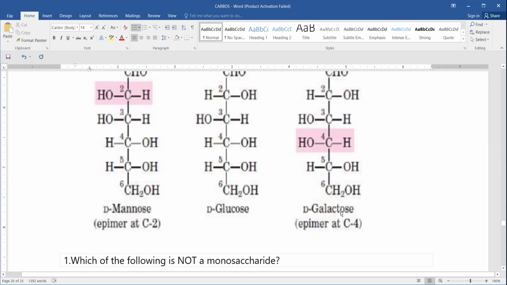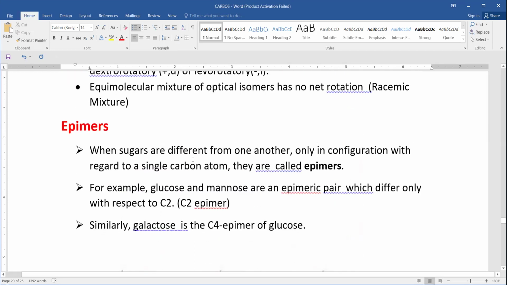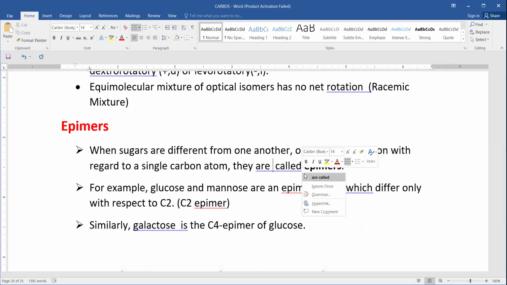Here, in the DL isomers, these two are the same, both glucose. Only the fifth carbon has a difference. Other than the fifth carbon, if at all any difference is there, they are called epimers. When sugars are different from one another only in configuration with regard to a single carbon atom, they are called epimers.